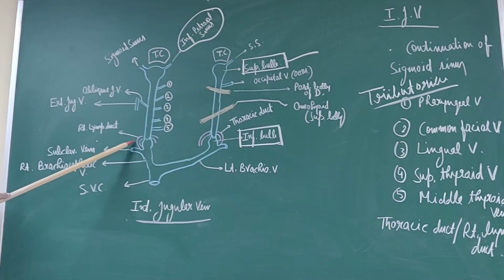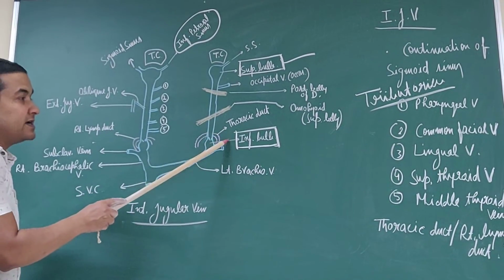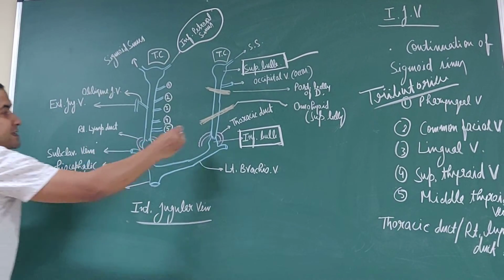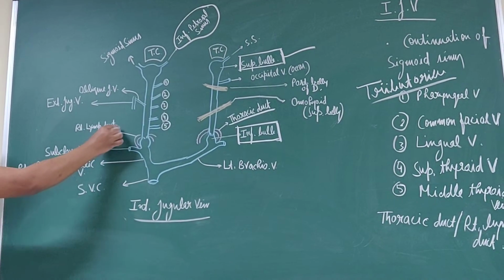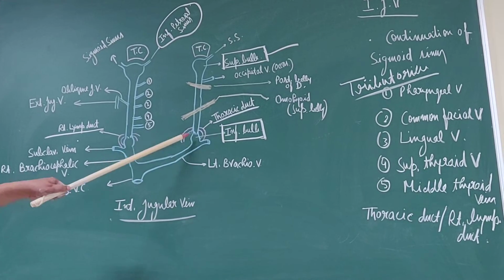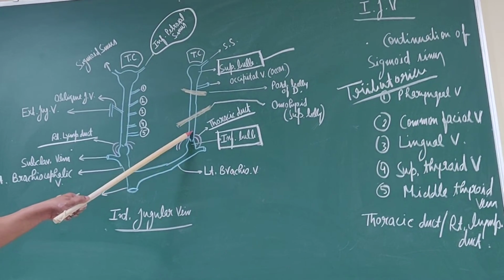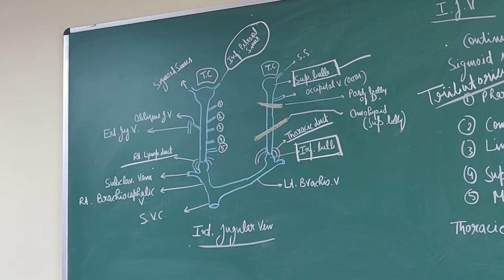Now the last tributaries. On the left side, it is the thoracic duct. On the right side, it is the right lymphatic duct that opens or drains at the junction of the internal jugular vein and the subclavian vein.